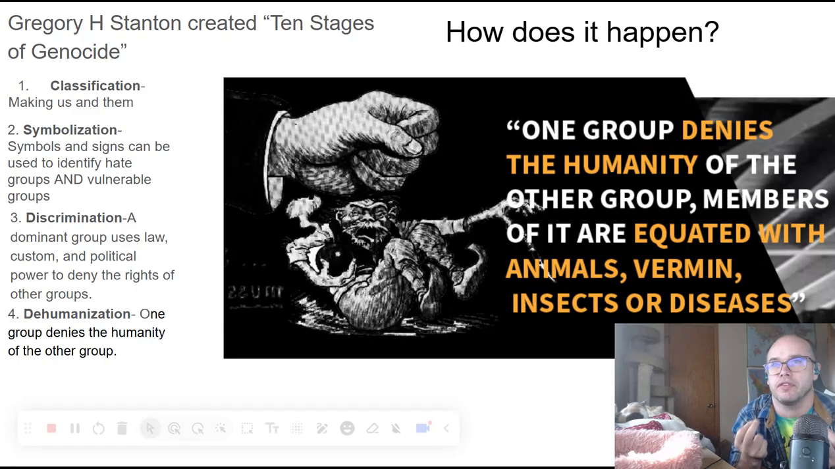Next, we have dehumanization, where one group starts to say that other groups are less than human. As it says here, where one group denies the humanity of the other group, members of the other group are equated with or called animals, vermin, insects, or diseases. This dehumanization puts in people's minds that these others are less than human.